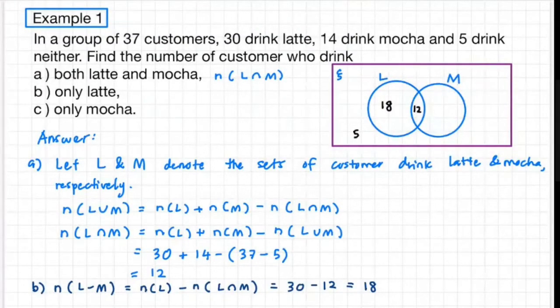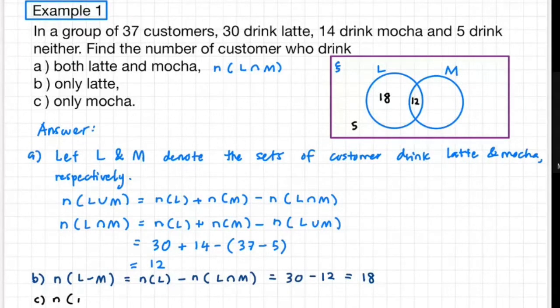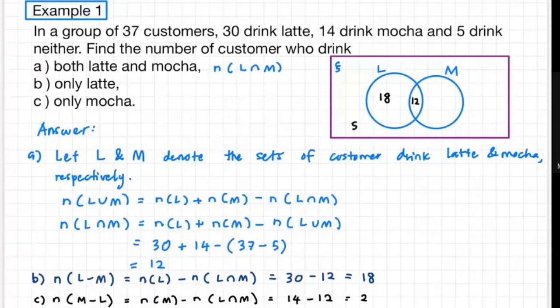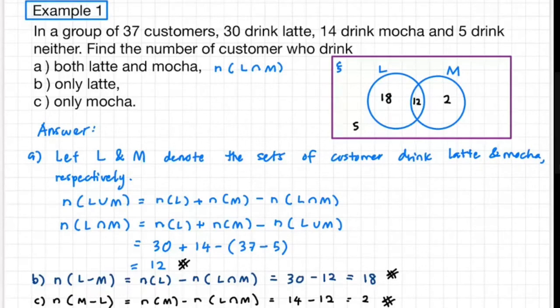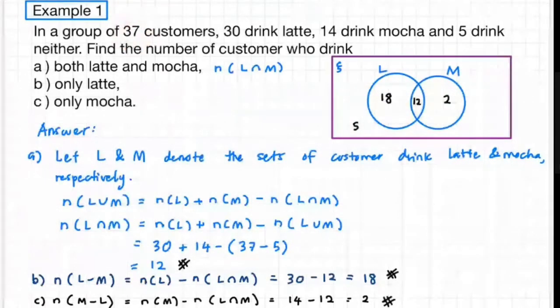And then question C, the number of elements of M minus L. Similarly, the number of elements in M minus the number of elements in L intersection M. So you will get 14 minus 12 equal to 2. So this part will be 2. When you sum up all of this, 18 plus 12 plus 2 plus 5, you will get 37.